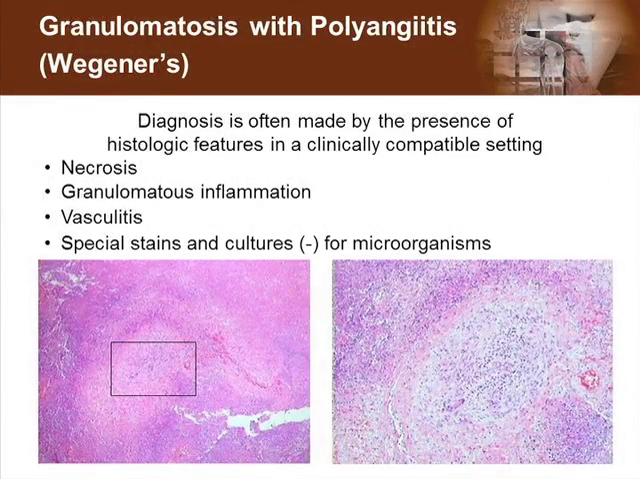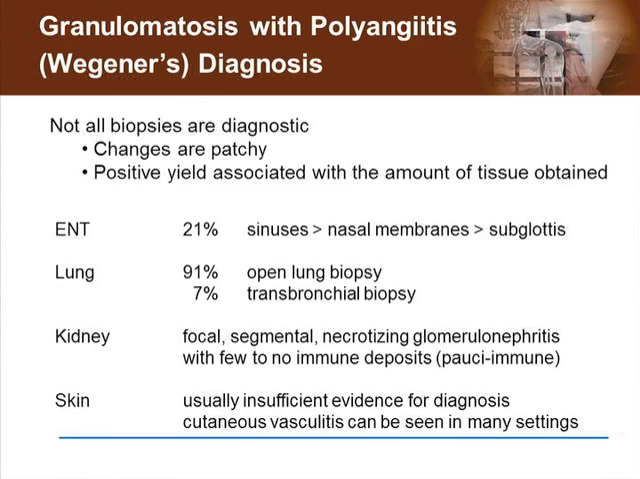This raises a question about what we would expect to see on diagnostic biopsies, and the histologic features in a clinically compatible setting would include that of necrosis, granulomatous inflammation, vasculitis, and the performance of special stains and cultures being negative for microorganisms, as similar findings can be seen in the setting of infection. Now, unfortunately, not all biopsies are diagnostic. The changes may be patchy, and the likelihood of a positive yield is associated with the amount of tissue that's obtained.